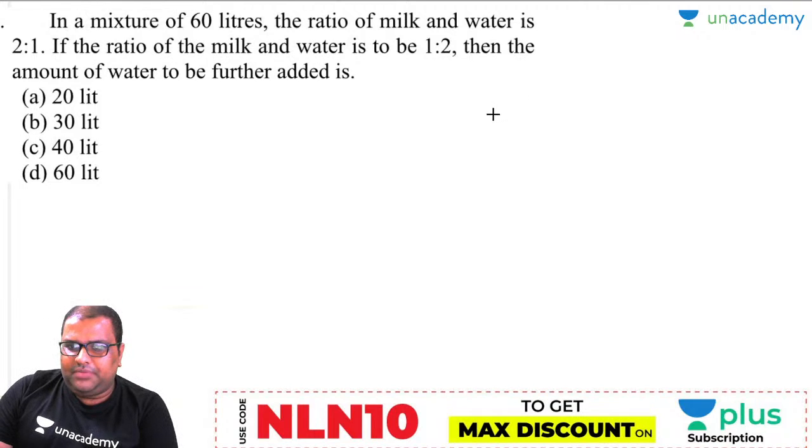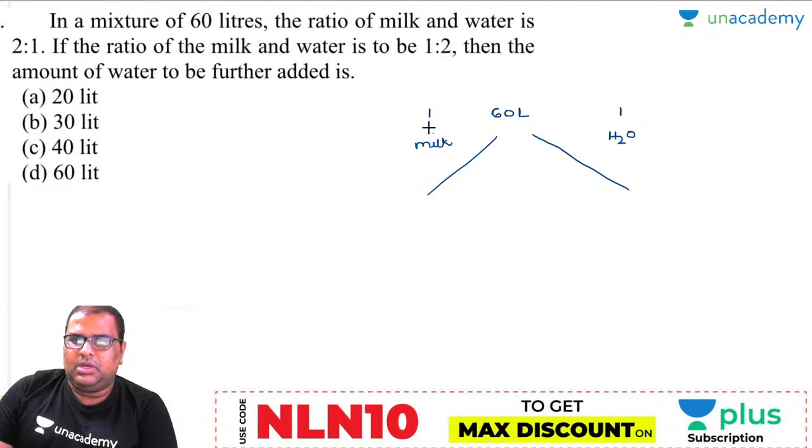In a mixture of 60 liters, the ratio of milk and water is 2:1, it seems. So I'll take milk on the left and water on the right hand side. They are in the ratio of 2:1. So three parts total, 60, so one part will be 20 liters and two parts will be 40 liters.